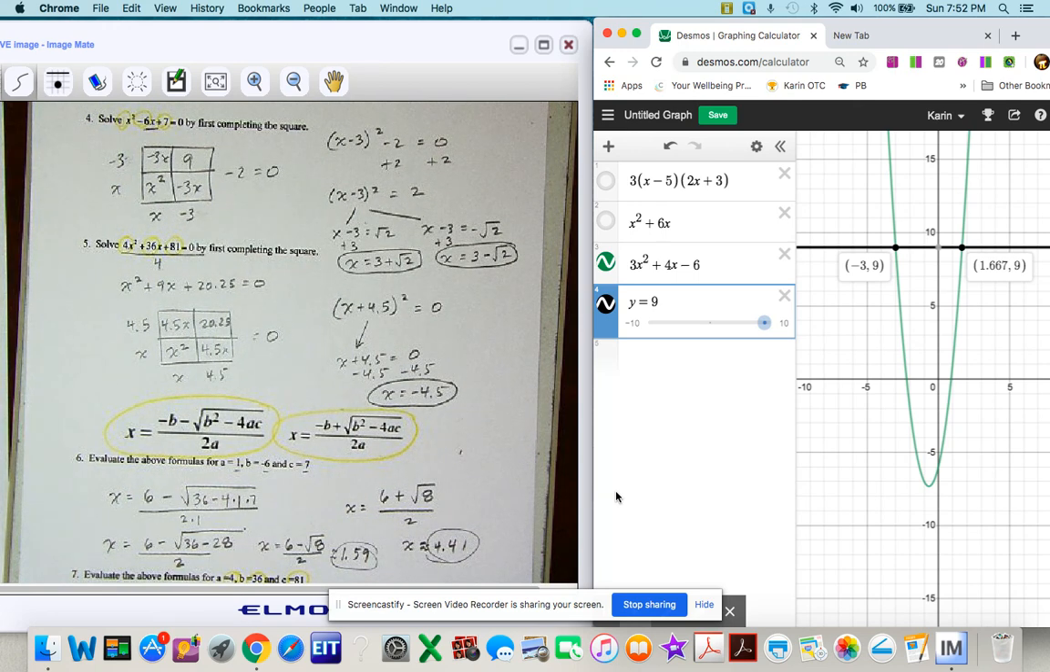Okay, so what you should have gotten out of today was that you can solve any quadratic. If it doesn't work factoring, balancing's probably not going to work, but you can solve any quadratic by completing the square. It's just kind of tedious, but you should be able to do it.